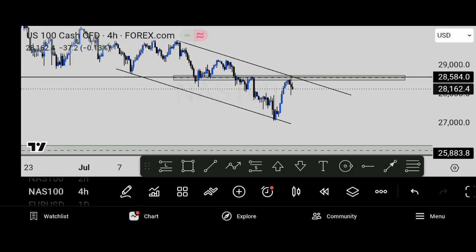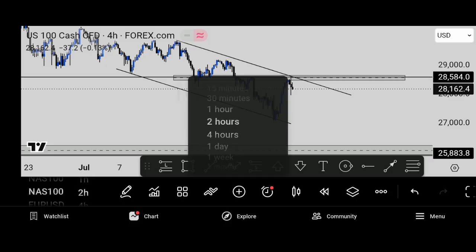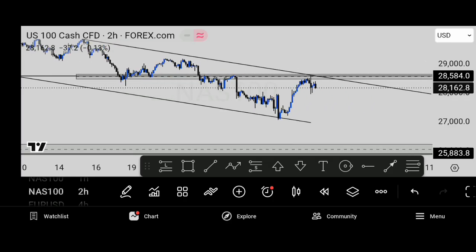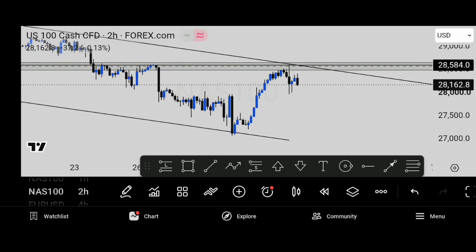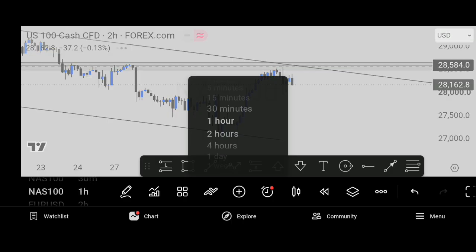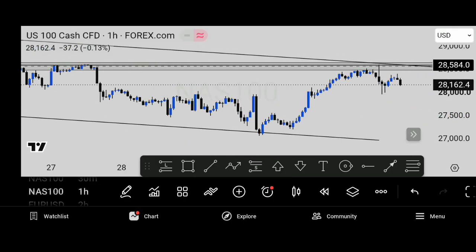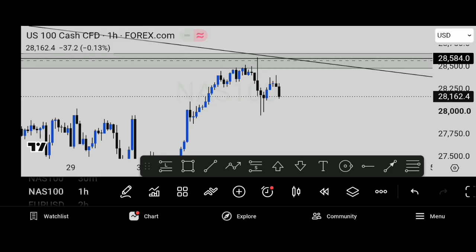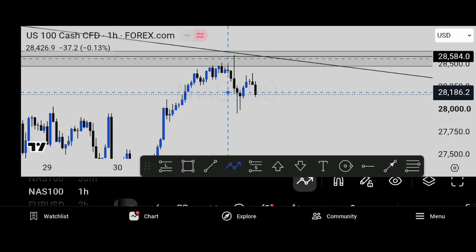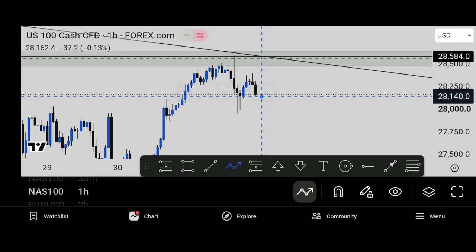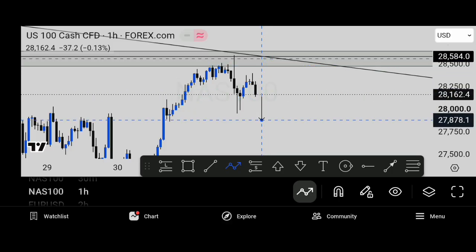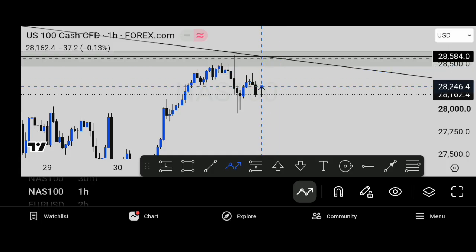So moving down to the 2 hour and the 1 hour time frame, yeah, this is what we currently have. Let's go to the H1, and this is how we're currently looking on the 1 hour time frame. Like I said, we don't know if the market will just decide to gap above or gap below, right?